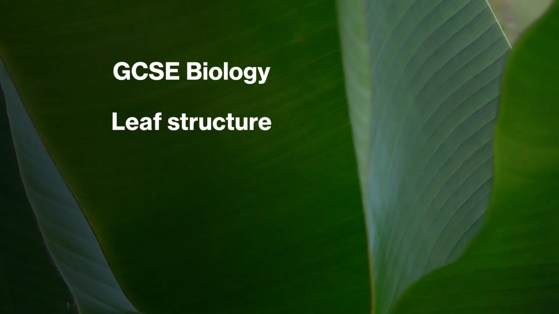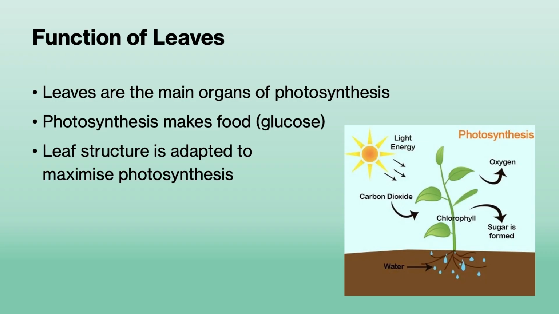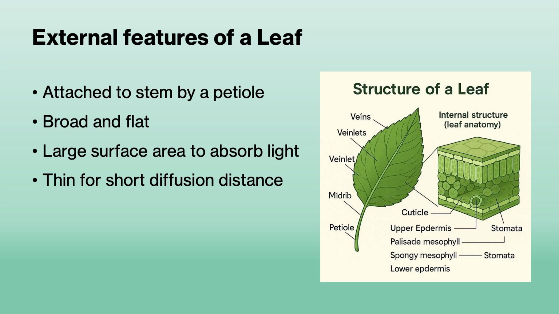Hello everyone. Today I'm going to talk about the structure of a leaf and explain how its different parts are adapted for photosynthesis. Leaves are the main organs of photosynthesis in plants. Their structure is specially adapted to allow the plant to absorb light, take in carbon dioxide, and transport water and sugars efficiently. First, I will talk about the external features of a leaf.